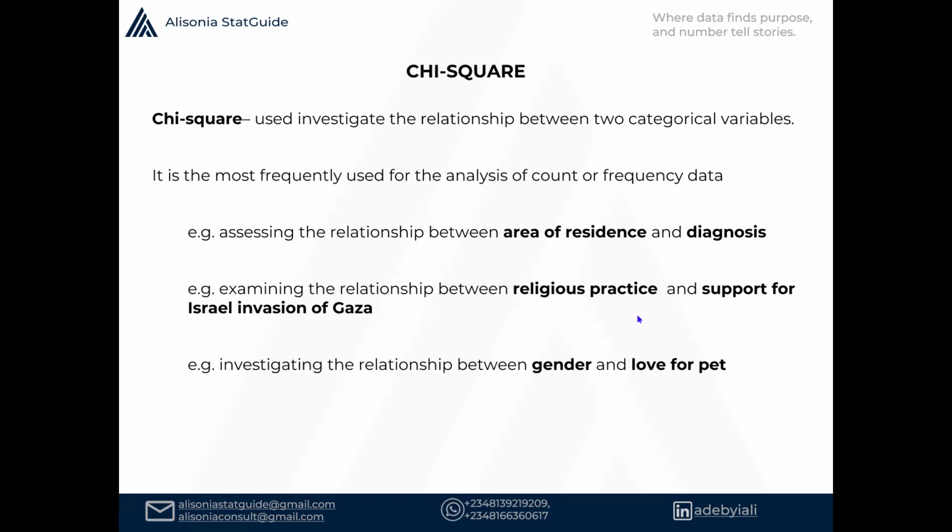Another one is investigating the relationship between gender and love of pets. Yes, male and female, and love for cats. You don't know who loves cats the most. Is it male or female? You don't know that. Gender, male and female, is a categorical variable. The love for cats, yes or no, is also a categorical variable. If you want to check maybe they are dependent, you use chi-square. So these tests are very, very important in your analysis journey or in your research work journey.